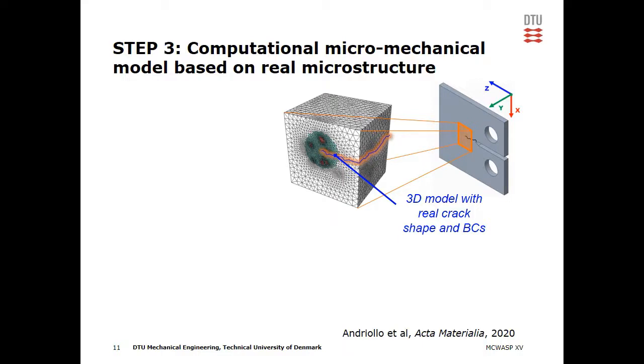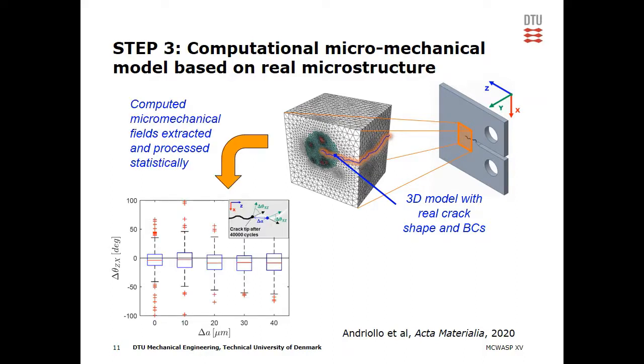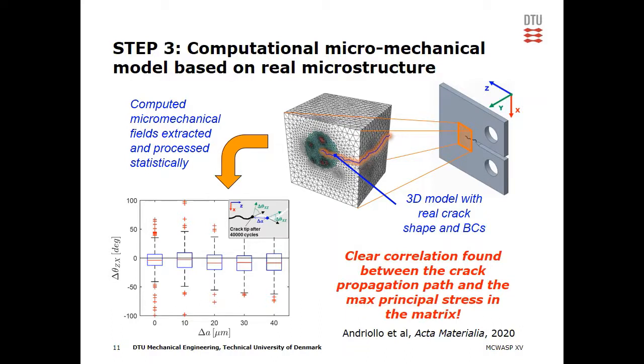And in this model, as before, we account for the real morphology of the graphite, as well as for the real boundary conditions taking place during testing. And we use this model to estimate the micromechanical fields in front of the crack. These fields were processed statistically, and eventually we found a very clear correlation between the crack propagation path measured experimentally and the maximum principal stress predicted in the matrix. So this is actually a strong argument to show that the crack propagation path is determined by the micromechanical field.